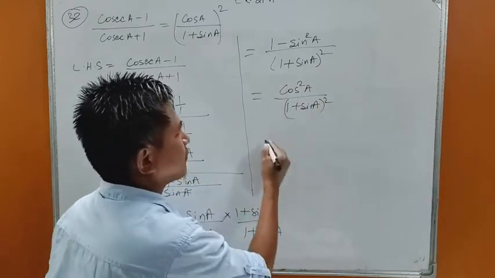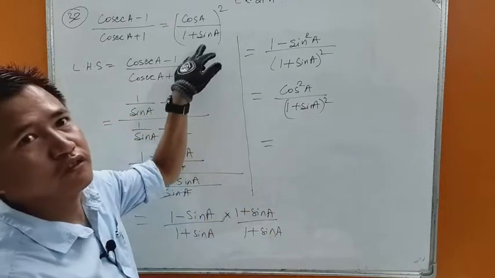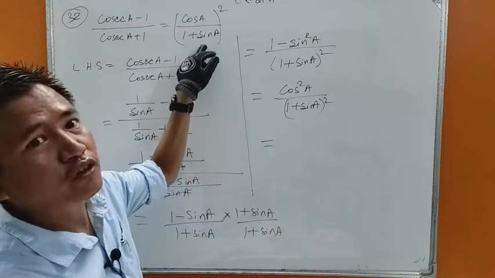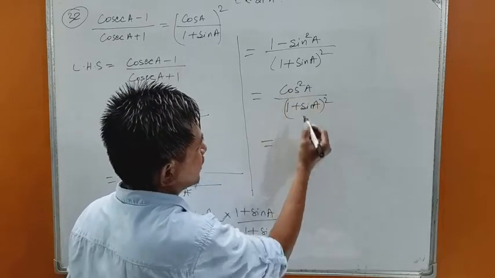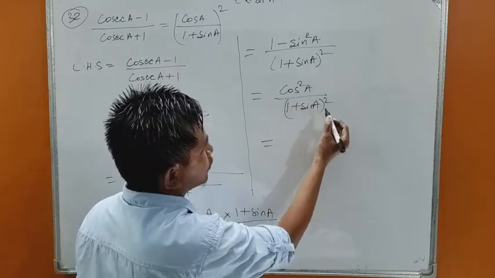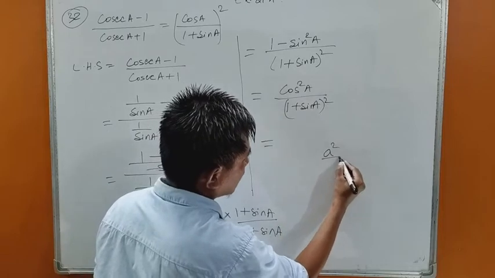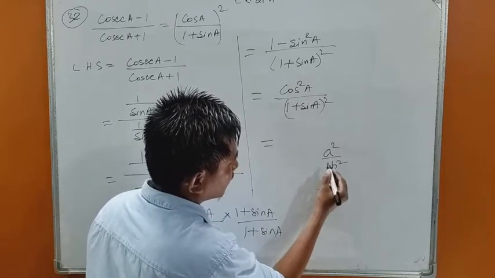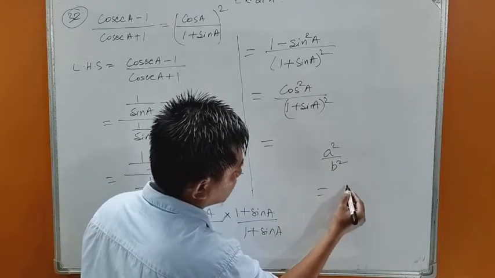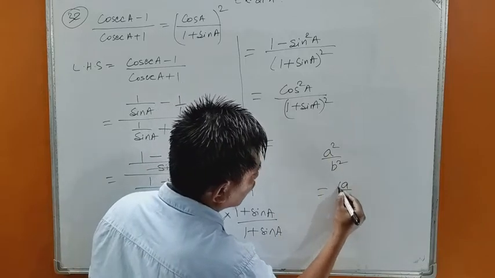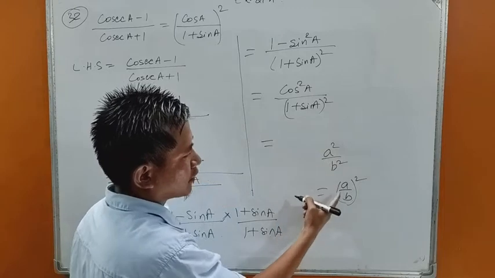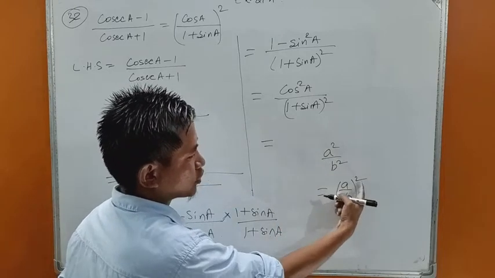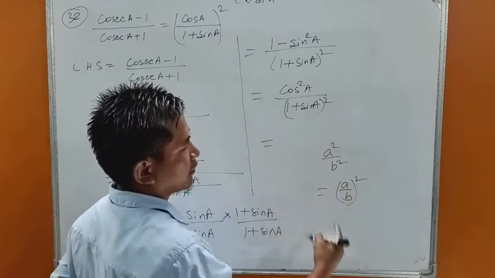While solving this type of problem, we must constantly look at the product which we need, okay? So this is cos square a upon 1 plus sin a whole square, isn't it? So this is a square upon b square, and a square upon b square can be written as a upon b whole square. Are you getting me? This square now applies to both a and b.